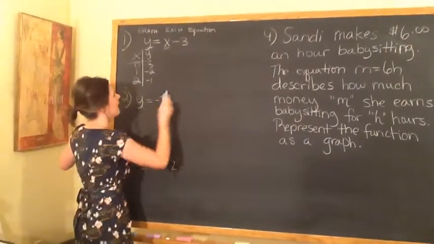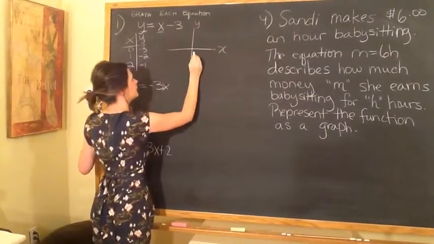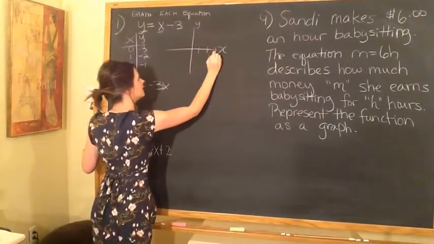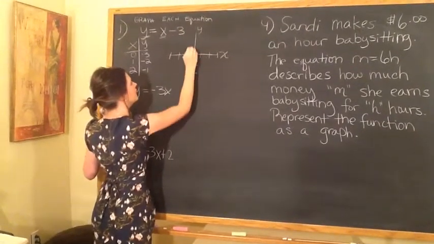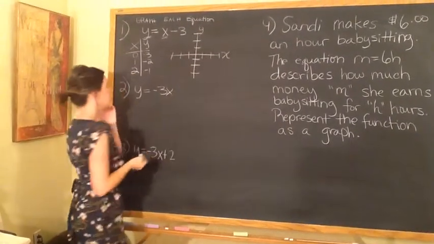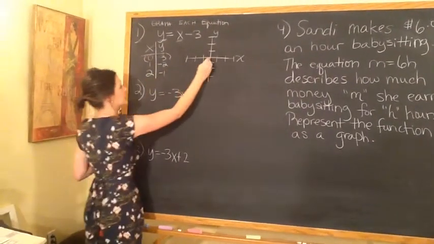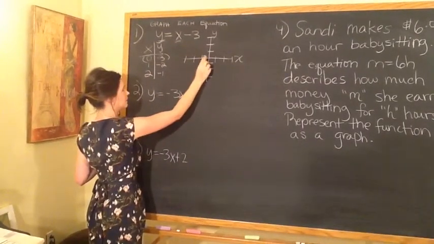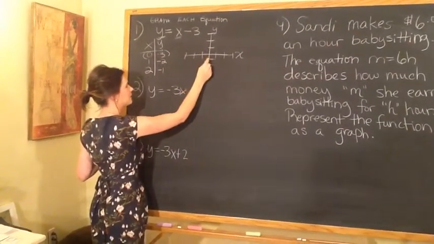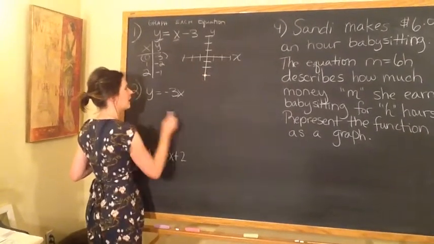All right, so we're going to go ahead and graph now. Remember, this is my x-axis, this is my y-axis. I'm going to make a few points: 1, 2, 3. 1, 2, 3. Okay, so my first point is (0, negative 3). That means I'm going to start at the origin, and I'm going to go 0 units left or right. Now I'm going to go negative 3 units down: negative 1, negative 2, negative 3. So here's my first point.